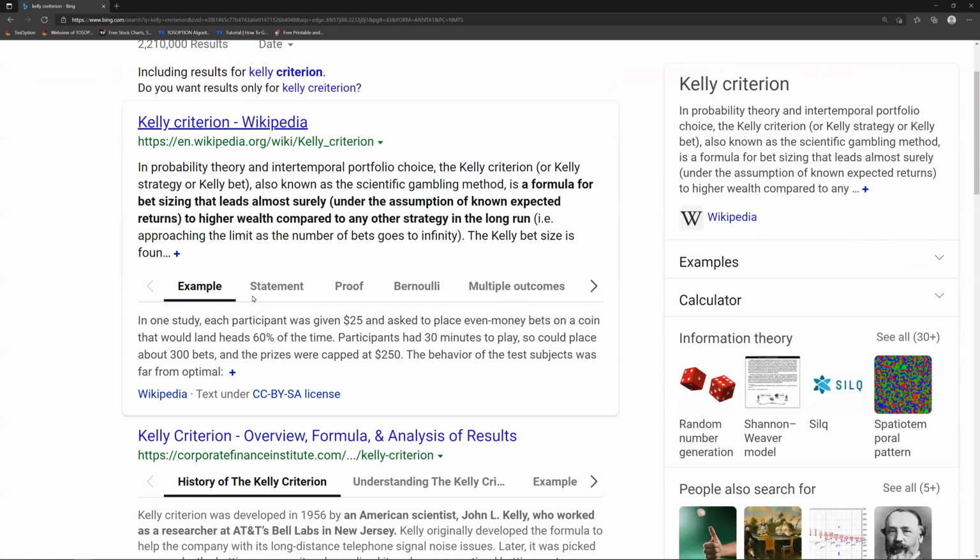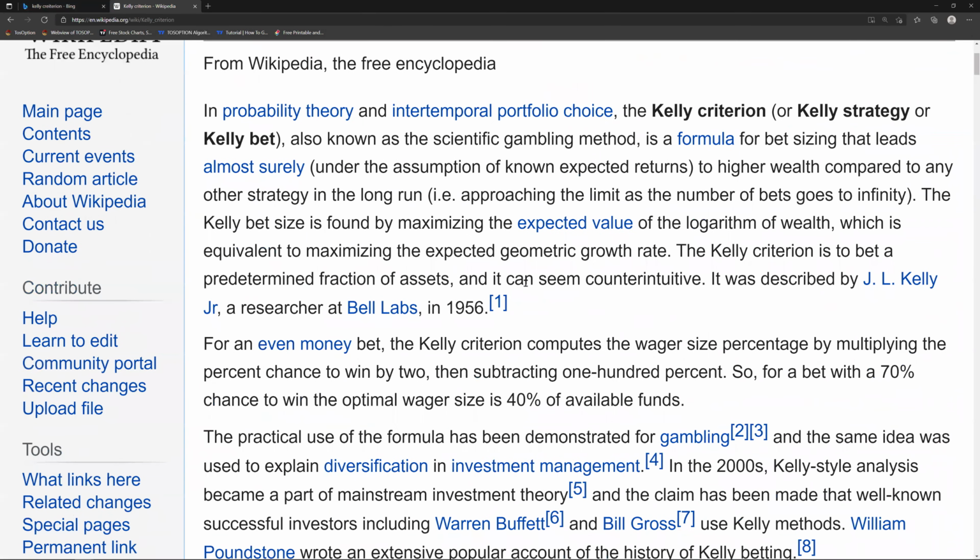So, the Kelly Criterion. It's a scientific gambling method. It's a formula for betting size that leads almost surely to higher wealth compared to any other strategy in the long run. The Kelly bet size is found by maximizing the expected value of the logarithmic wealth, which is equivalent to maximizing the expected geometric growth rate.